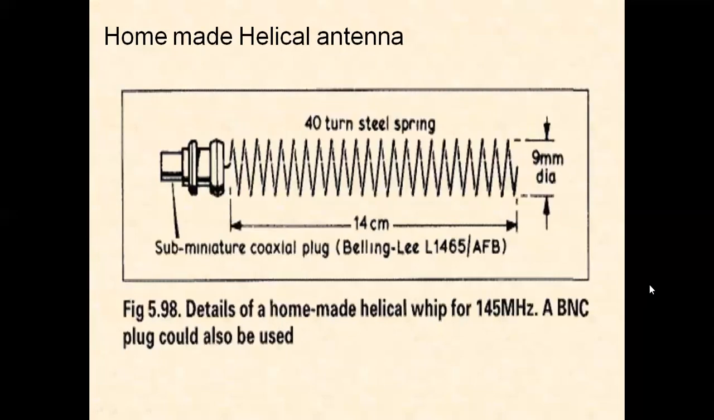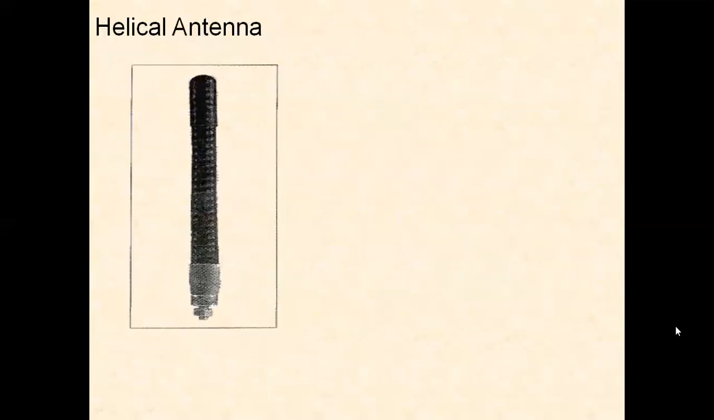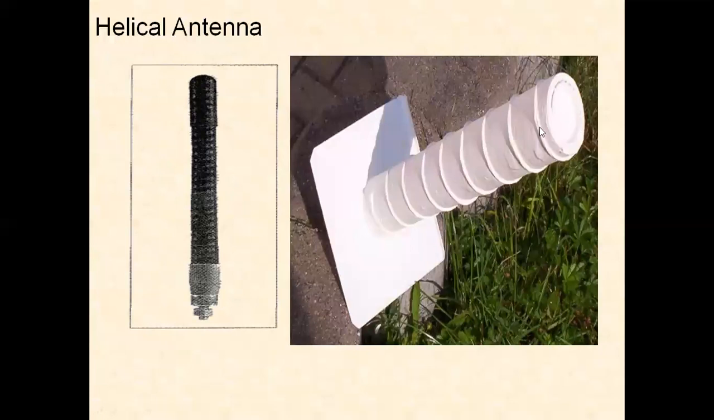And we have a homemade helical antenna. We can also make a number of turns like this, 40 turns. The length is 14 centimeters. Coaxial cable, this is a 9 mm diameter. This is used for 145 megahertz, and a balancing unit can also be used for impedance matching purposes. This is the helical antenna. Number of turns here. Support rod, then there are a number of turns.